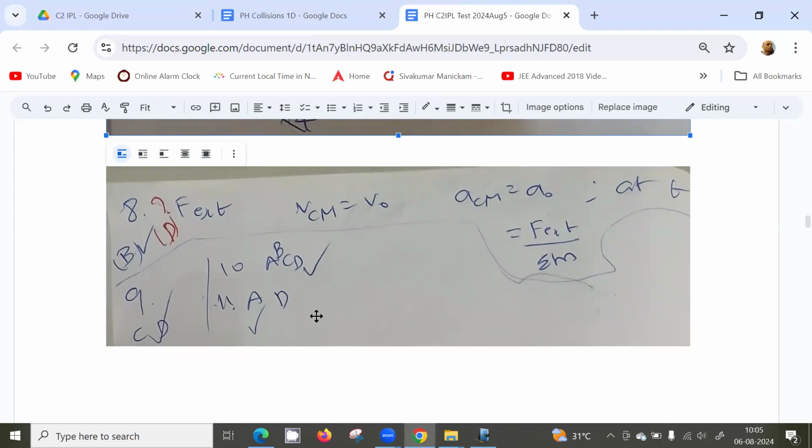Question number 10. Head-on elastic collision, the bodies with equal masses. This you already know the result, right? Velocity will be interchanged, speed also interchanged, momentum is interchanged. Faster body slows down and slower body speeds up. Yes, that is true.